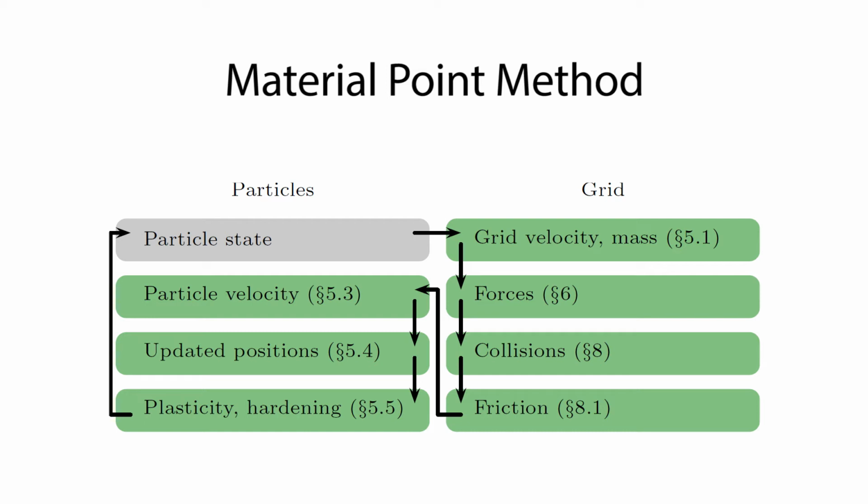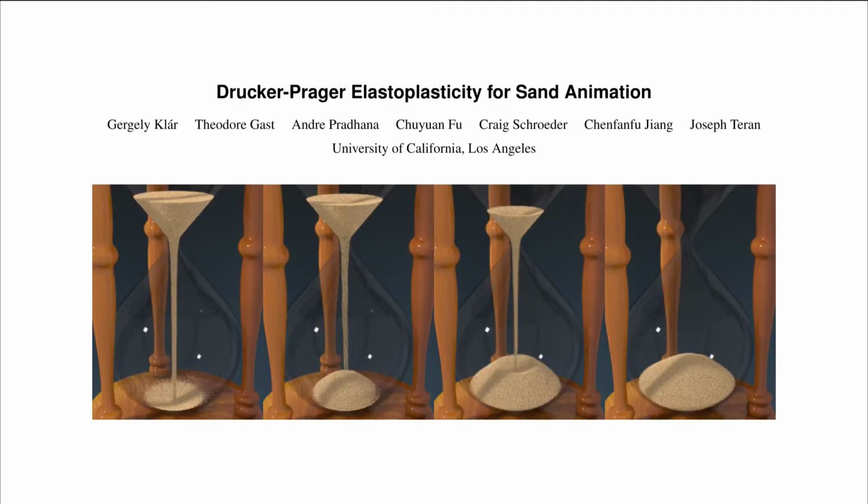When a grid node is inside a collision object, either the velocity it stores is set to 0 if the user specified the stick behavior, or the normal portion of the velocity is set to 0 if the user specified the slip behavior. The piling and sliding behavior of sand is achieved by simulating plasticity and hardening. This is described in the paper Drucker-Prager Elastoplasticity for Sand Animation.